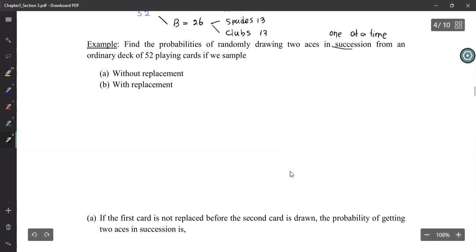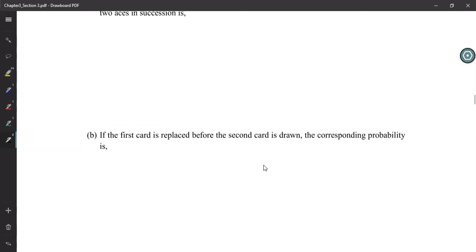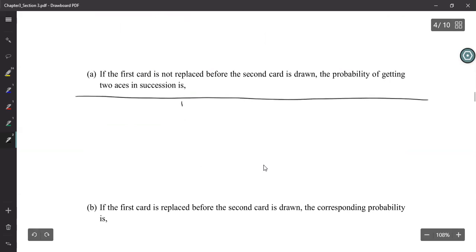Anyway, I think it's better if we do the with replacement first, so you can see the difference easily. With replacement means you pick a card, check whether it is A or not, put it back into the deck, shuffle, and then you pick the second card, right?